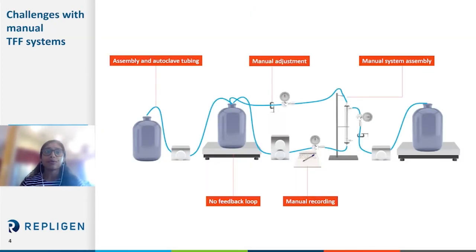If you have performed manual TFF before, you have probably experienced the pains that come with it. With manual systems, you are constantly babysitting these systems, manually setting up flow paths, adjusting pressures and pumps, and manually sitting in front of a system writing down data points. Now, this can become very time consuming and can also add a lot of process variability.